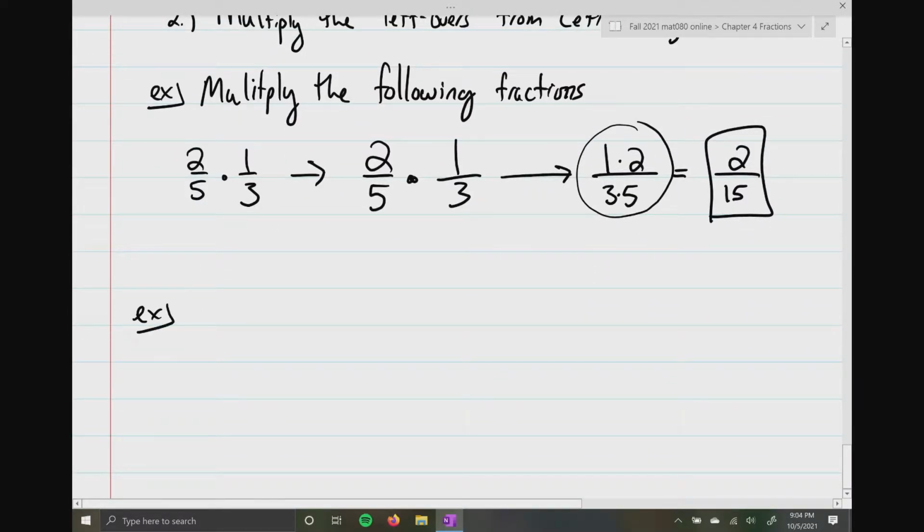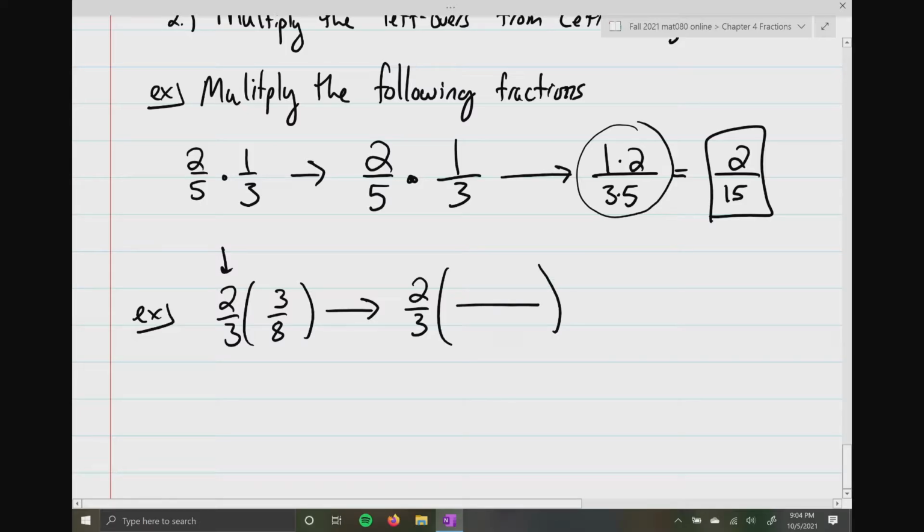Let's try 2/3 times 3/8. Okay? So remember, first step is to simplify. So 2 is prime, 3 is prime. Now, what I'm talking about is the very first fraction. So 2 is prime, 3 is prime. So I'm just going to rewrite it. Now, for the second fraction, the 3/8, let's go ahead and let's reduce that. So the 3 is prime, that stays the same. However, the 8 is 2 times 2 times 2.